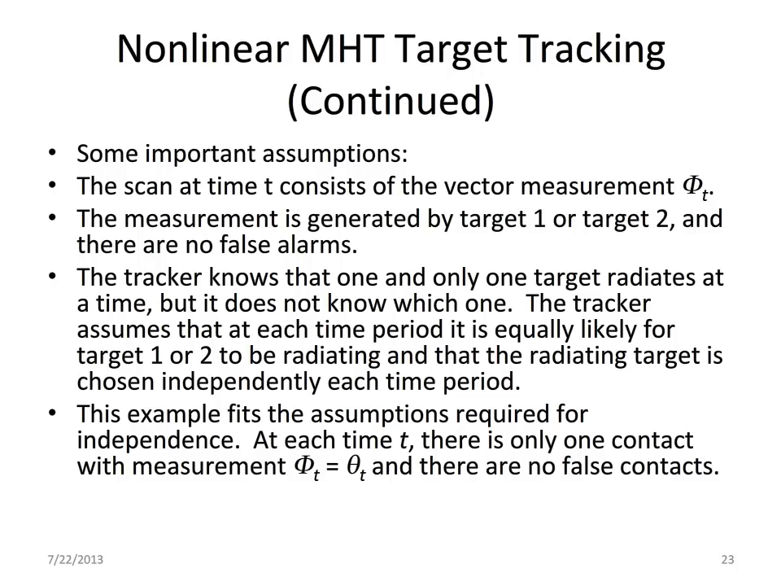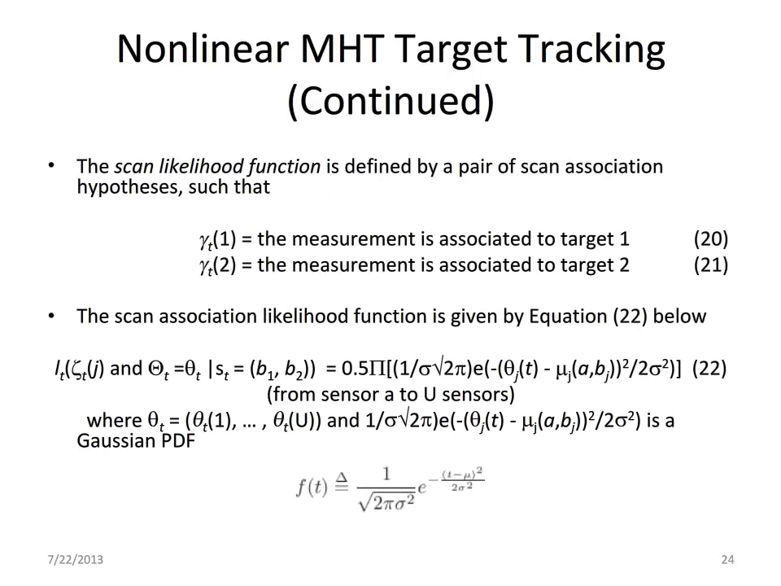Important assumptions about multiple hypothesis tracking. A scan at time t consists of a vector measurement. We'll say position measurement. That position measurement is generated by one of two targets. Again, this example uses two targets, and there are no false alarms. The tracker knows that only one target radiates at a time. It's not going to be smart enough to know which one. It's equally likely that either target could be radiating, so the radiating target is independent of time.